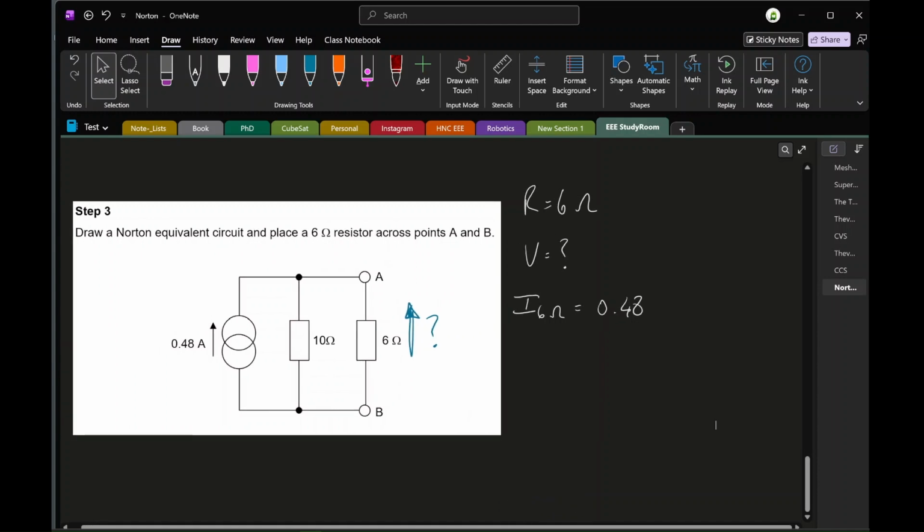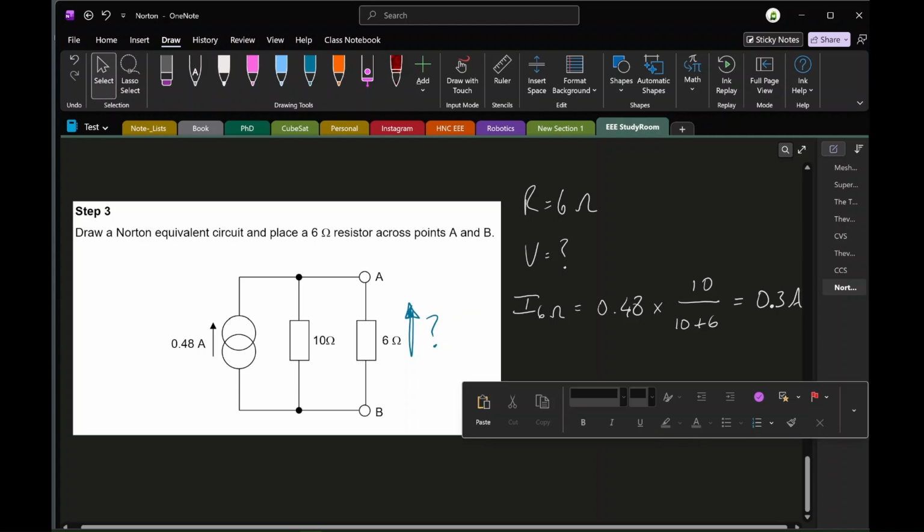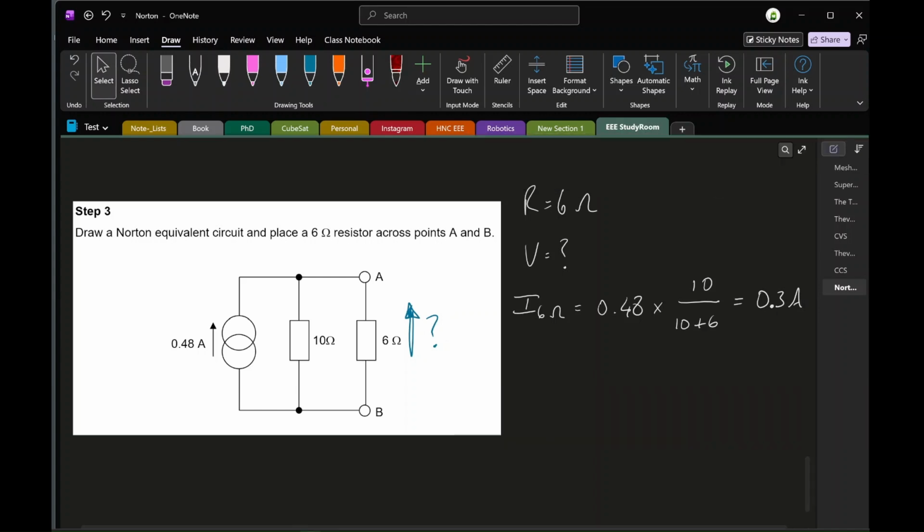So we take our Norton current and we multiply it by the ratio of the split. I'm interested in the 6 ohm resistance current, therefore I take the 10 ohm over the sum. And that gives me an answer of 0.3 amps, or 300 milliamps if you prefer. So we know now the current flowing between terminals AB, which means that we can now calculate the 6 ohm volt drop, which is going to be 0.3 times 6, which means that the 6 ohm resistor experiences a volt drop of 1.8 volts. And that's Norton.